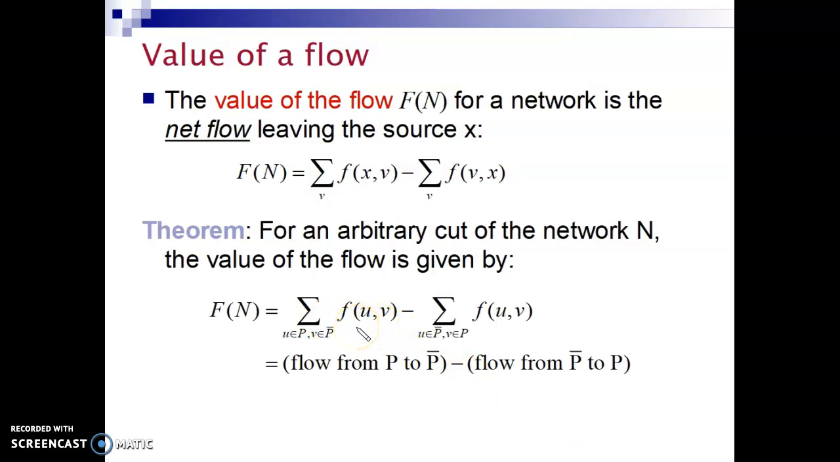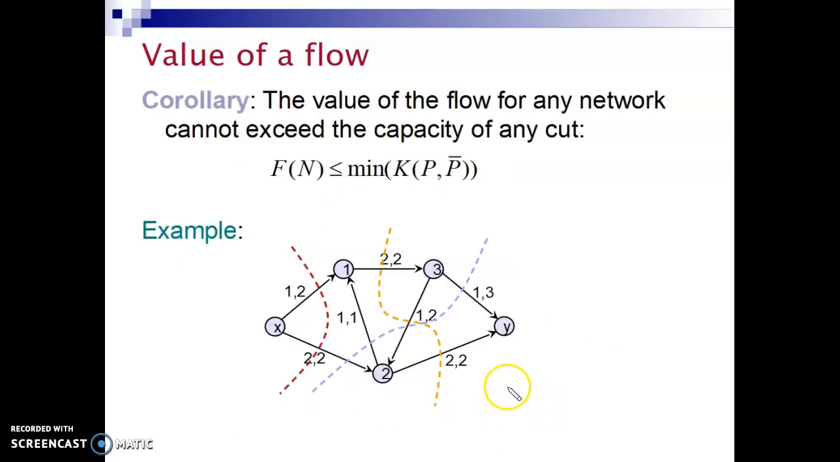If the direction of any edge in the cut is from the source side to the destination side, that adds up to form the total flow value, but then we subtract the flows on the reverse edges. So flow from P to P bar minus flow from P bar to P gives you the net flow from source to destination. And here are several examples.